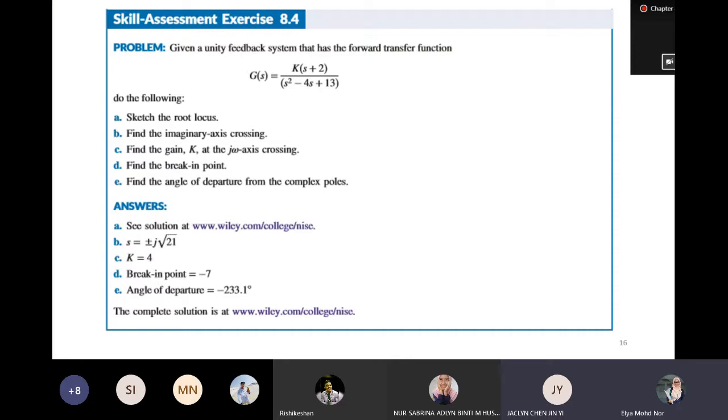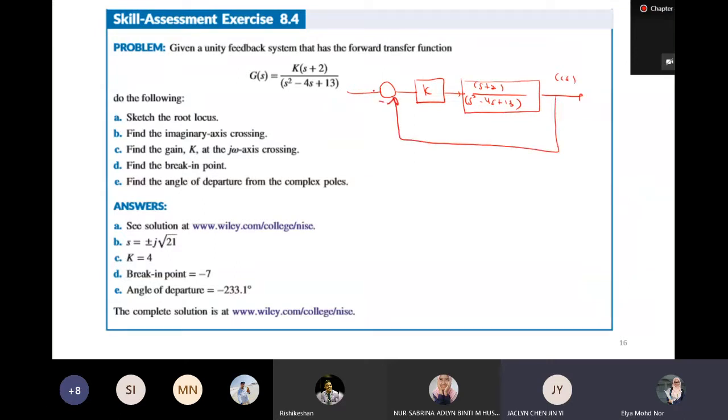So what does it mean to have a block diagram where there is a K here and there is a system here which is s plus 2 over s squared minus 4s plus 13? This is the system and this is the gain. This is the output C(s) and it is a negative feedback to the input, which is R. Okay, so a unity feedback, and has the forward transfer function.